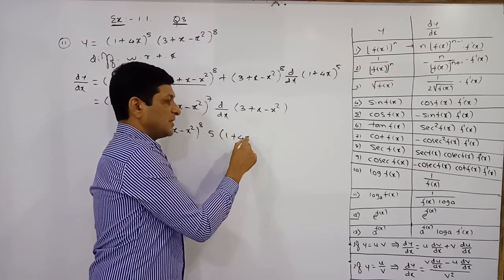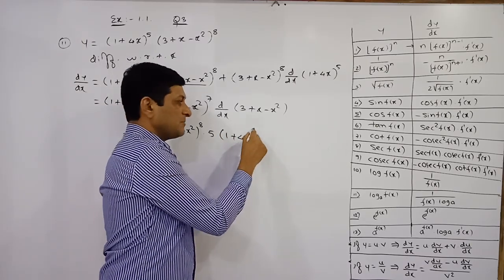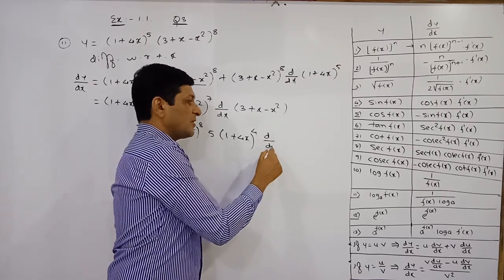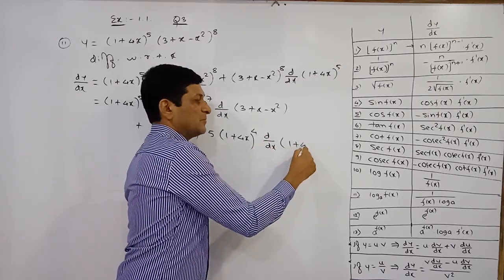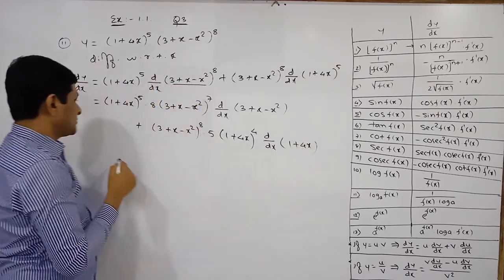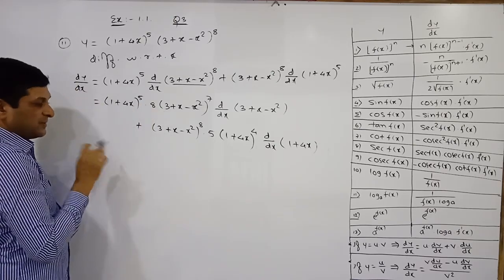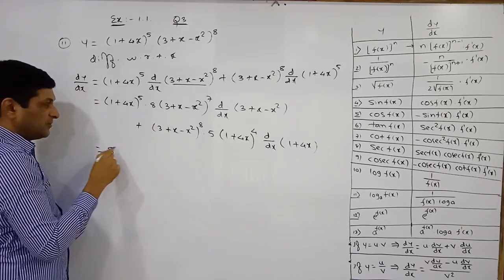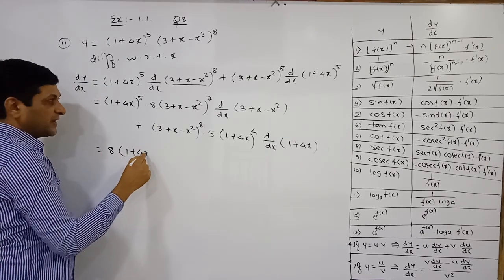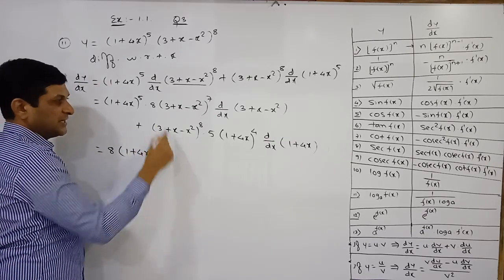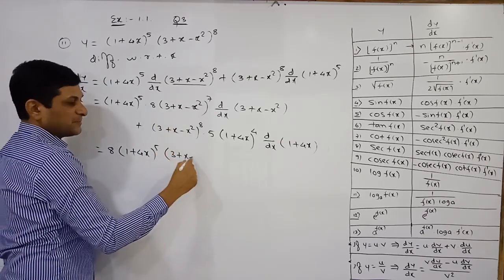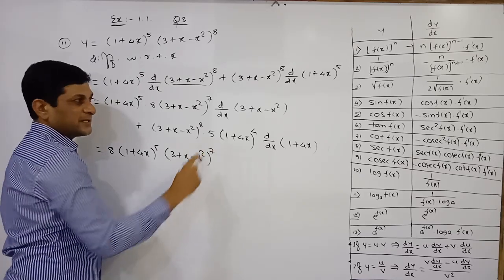So we have taken power as a coefficient, then decrease the power of f(x). Here f(x) is 1 + 4x. We are decreasing power by 1 into derivative of f(x). What is f(x)? 1 + 4x. So which is equal to, keep these first two terms as it is. First write down the numerical value 8, (1 + 4x)^5 as it is, into (3 + x - x^2)^7 also as it is.